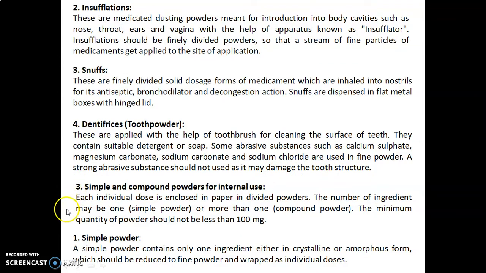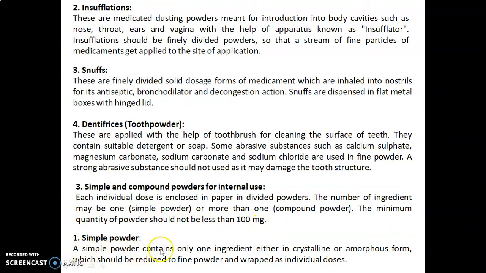Then next, third class, that is the simple and compound powder for internal use. This is the main class of the powder. Each individual dose is enclosed in paper. In the divided powders, the number of ingredients may be one, a simple powder, or more than one, that is a compound powder. The minimum quantity of powder should not be less than 100 milligram.